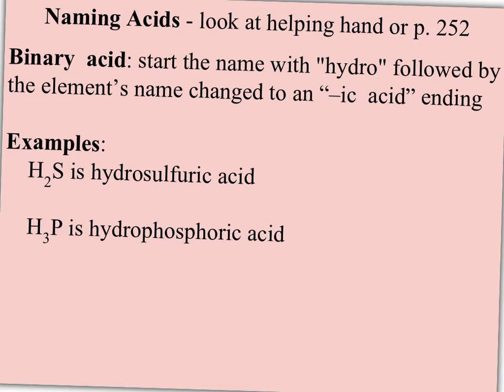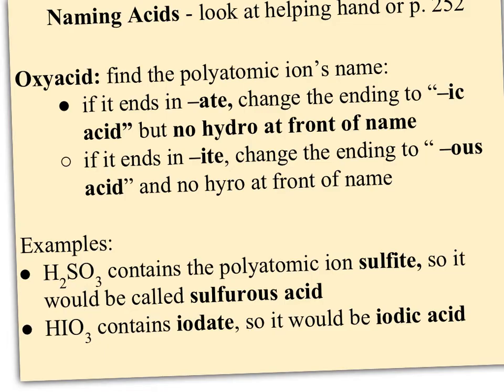So with the binary acid, if it's just hydrogen with one other element, then you start the name with hydro, followed by the element's name changed to an IC ending, and add the acid to the end. So for example, H2S, it's hydrogen with just sulfur, so this would become hydrosulfuric acid. H3P would become hydrophosphoric acid.